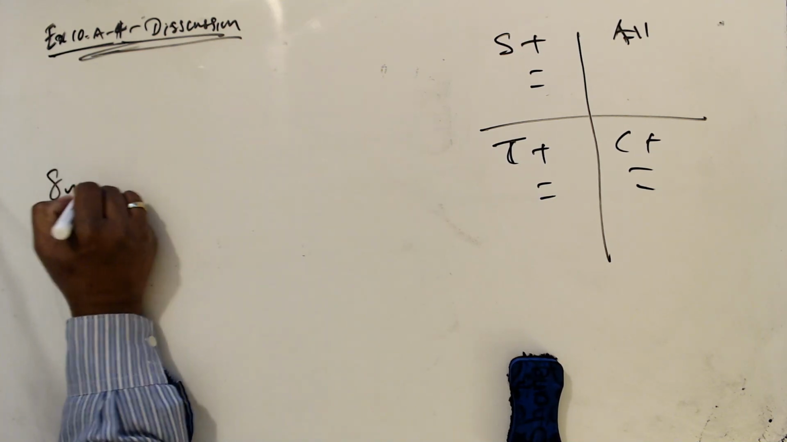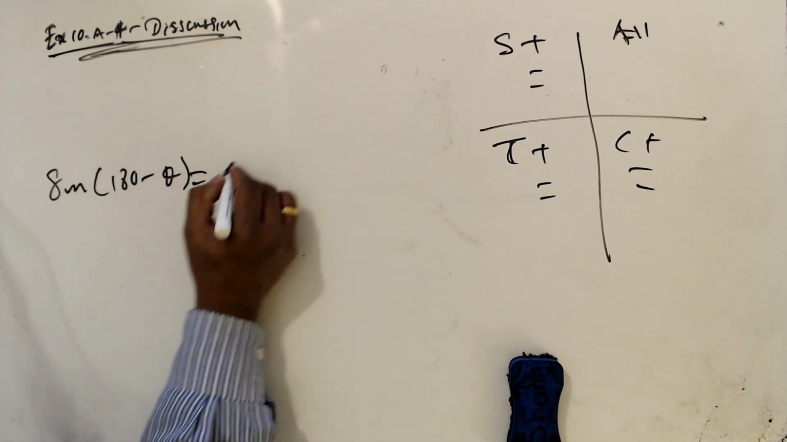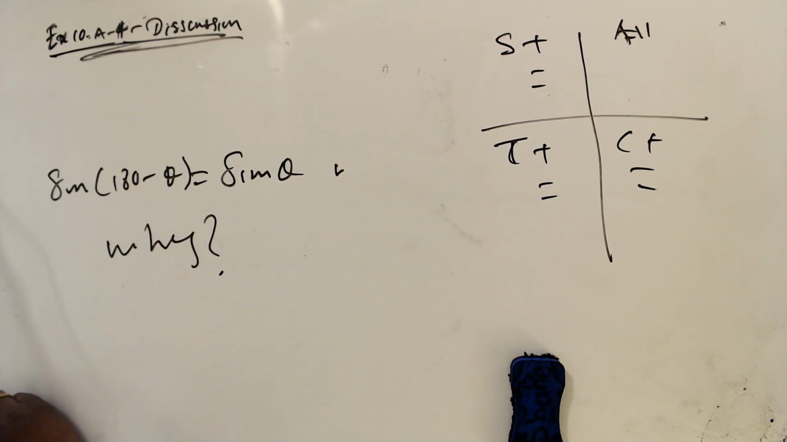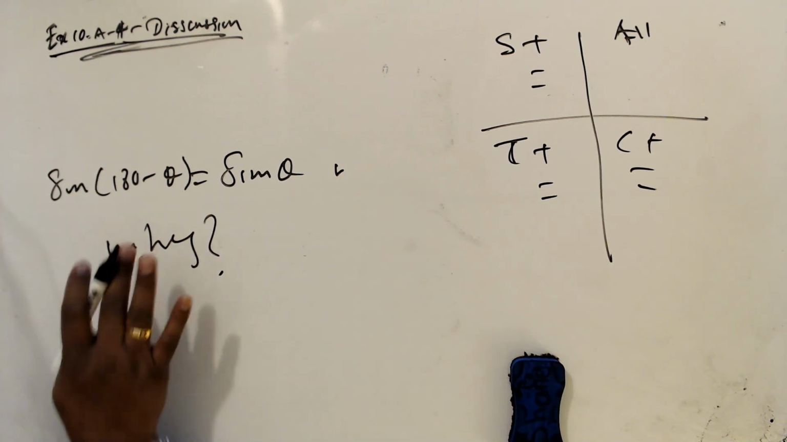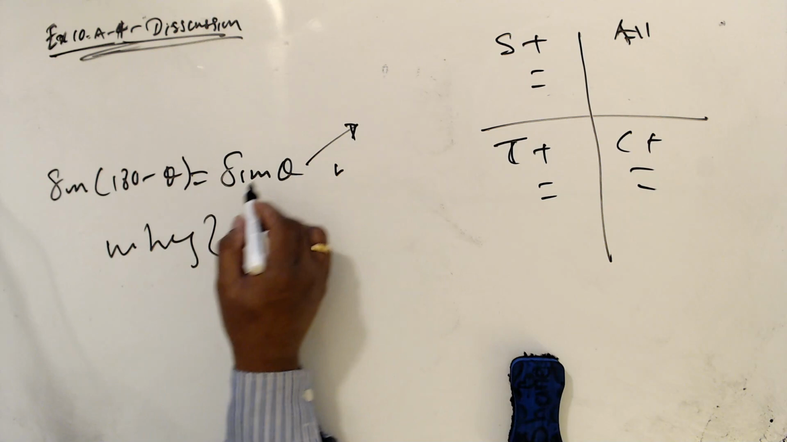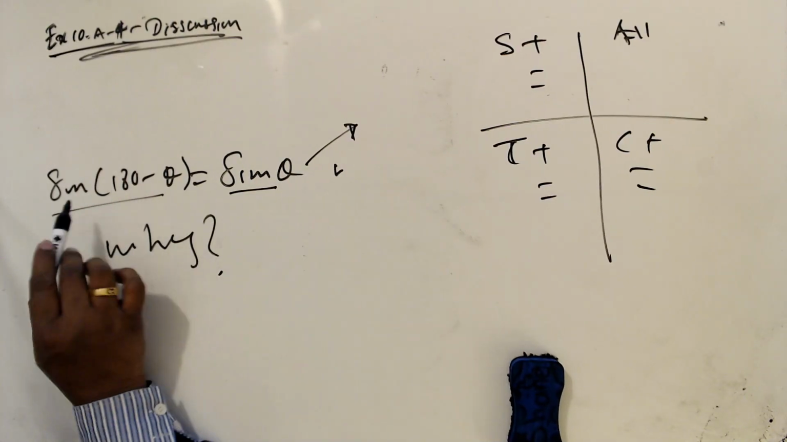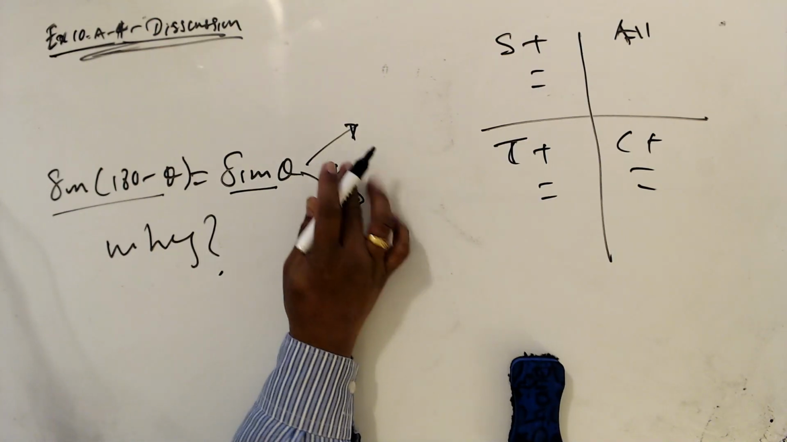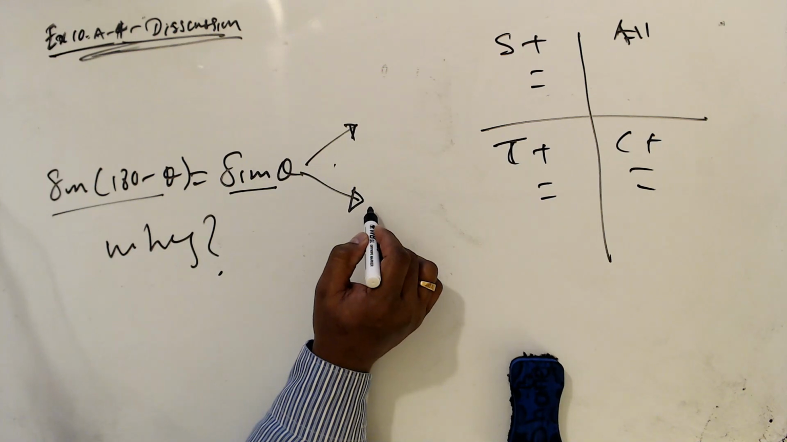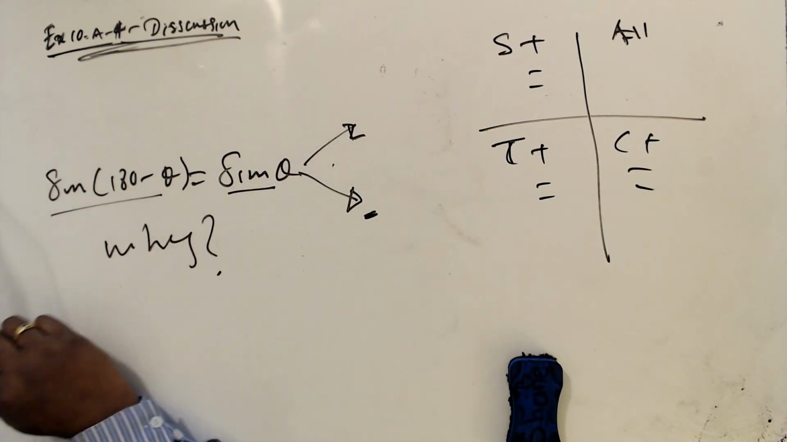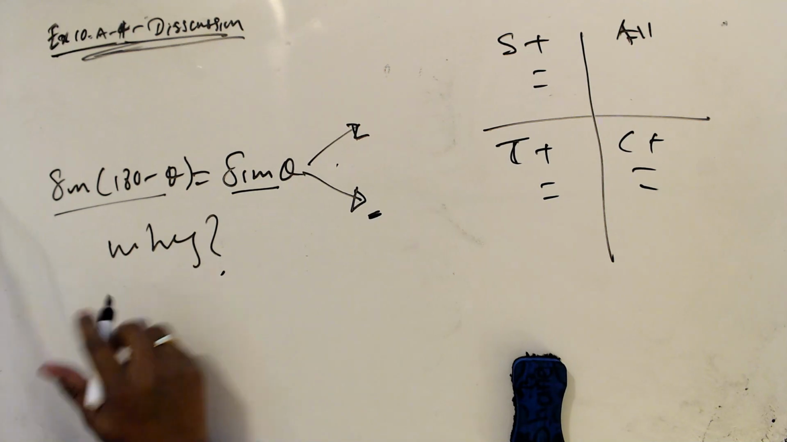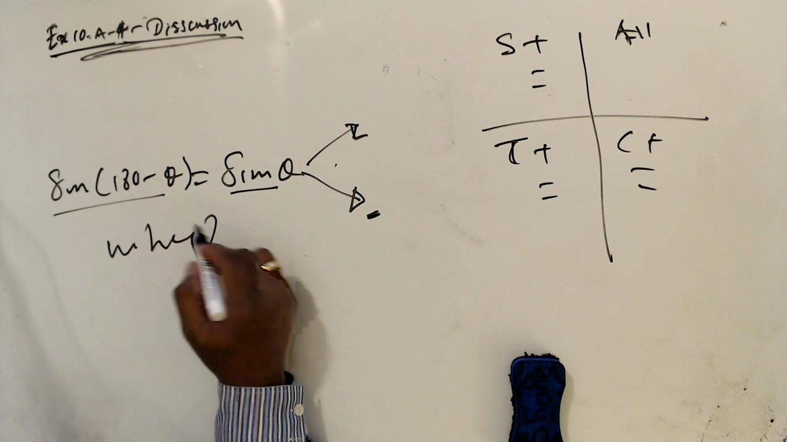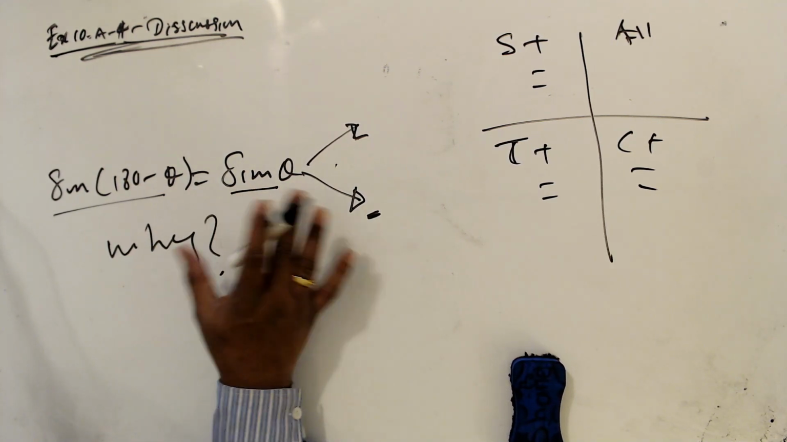Why sine 180 minus theta equals sine theta? You can give a proof. You can draw the sine theta graph and sine 180 minus theta graph, both the same. Or we can give a proof with this first discussion if you carefully look at it. But I'm not going to discuss that one. It may confuse you. Maybe at the end of the lesson, when you have good knowledge.